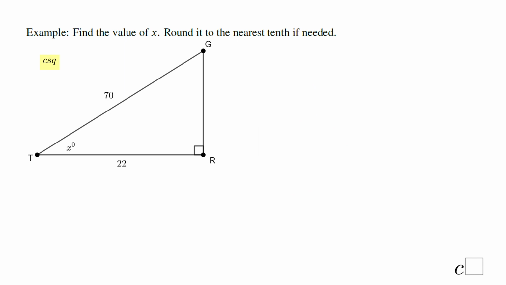Let's take a look at this example. Very similar. We're looking for an angle x. We know the adjacent leg and we have the hypotenuse. So again, adjacent leg, we have the hypotenuse, the trigonometric function ratio that connects adjacent and hypotenuse is cosine. So I'm going to write here now cosine of x equals adjacent is 22, hypotenuse is 70.